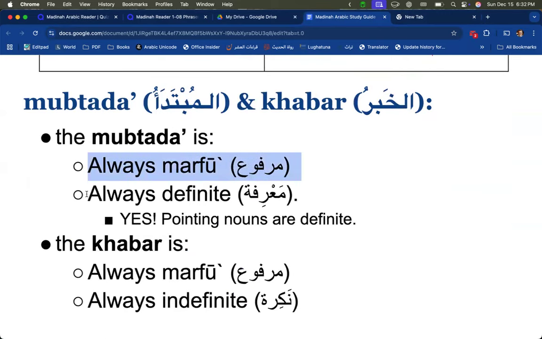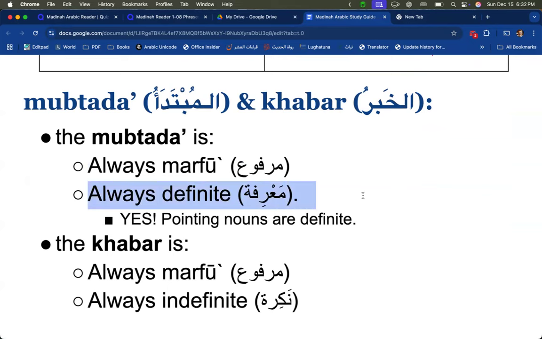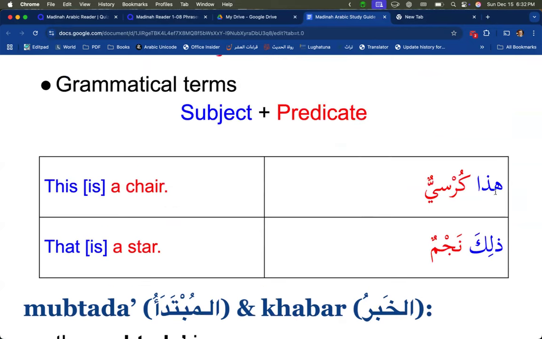And it's always definite. Hada is definite. When I'm saying "this is," I'm literally pointing to something that's very specific, right? So hada and dhalika become definite. Muhammad is definite. It's a name of a person. I'm talking about somebody specific.